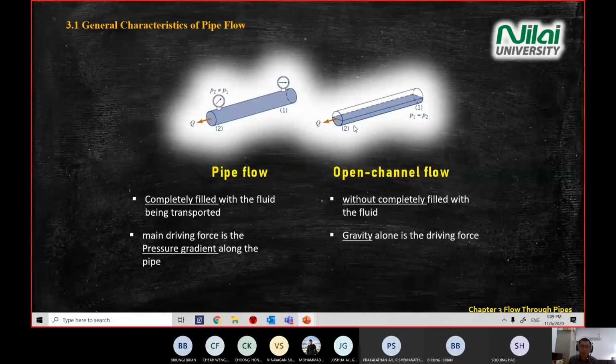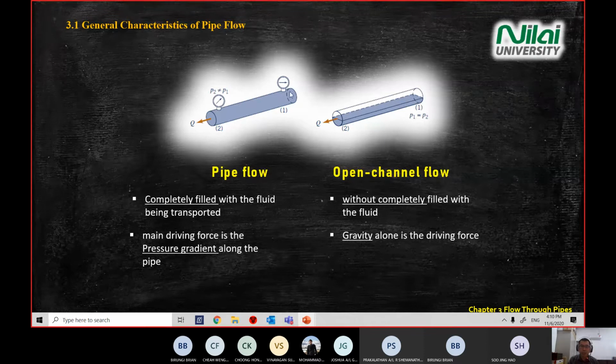So for open channel flow, because it does not fill completely, the only mechanism that drives the flow from 1 to 2 is the elevation of the channel. The water flows from 1 to 2 because of the change of elevation. Point 1 is higher than point 2. Gravity drives the liquid from one point to another. And for open channel, the pressure at point 1 equals the pressure at point 2.